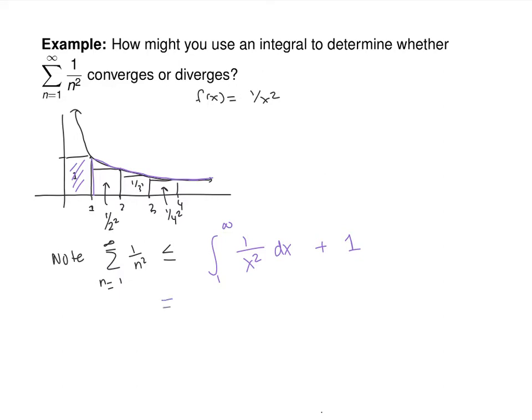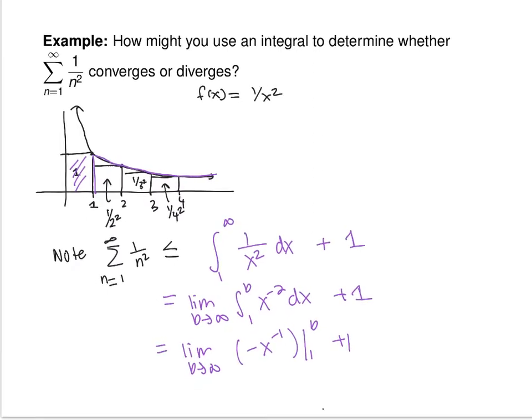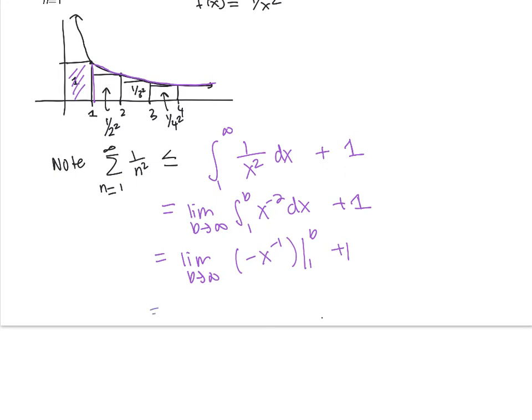So let's evaluate that infinite integral. This is the limit as b goes to infinity of the integral from 1 to b of x to the negative 2 dx, plus that 1. Now the antiderivative of x to the negative 2 is negative x to the negative 1. And that will be the limit as b goes to infinity of negative 1 over b plus 1 over 1 plus 1. So this gives us that the sum is less than or equal to 2.